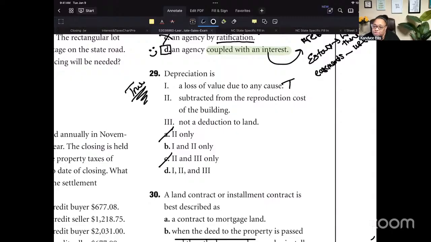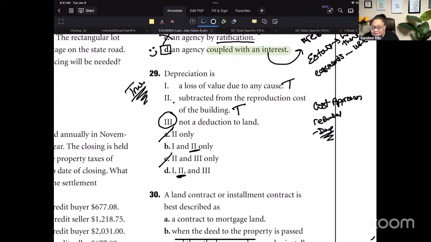Well, that sounds true to me. When we do the cost approach, remember, first we rebuild it and then we depreciate it. So yeah, that's true. We subtract the amount of depreciation from the reproduction cost. That's a true statement. So we know our answer has to include two, which both of these do. So I guess it really comes down to what's going on with number three.